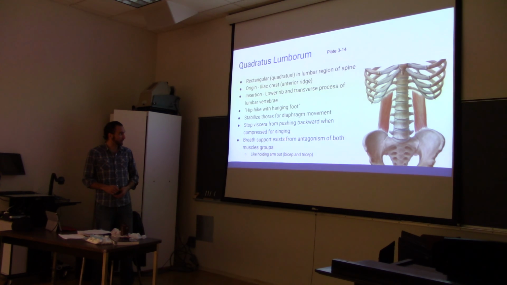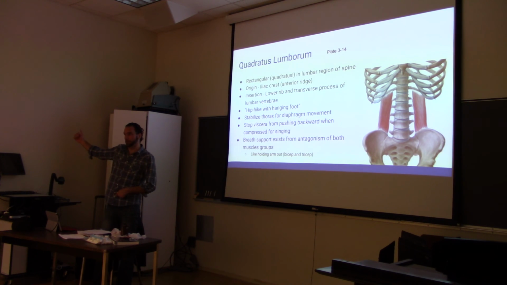And so the breath support exists from the antagonism of both muscle groups, like holding an arm out, right? If I hold my arm out, there is tension in this. I'm not doing this, that's too much tension. But I have to have some kind of tension to have breath support. Yes. Yeah. That's basically what that means.